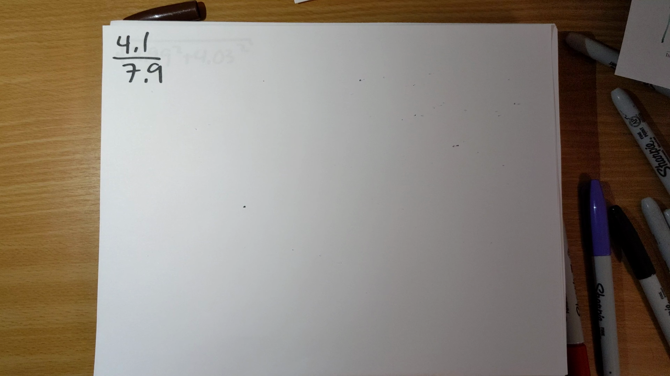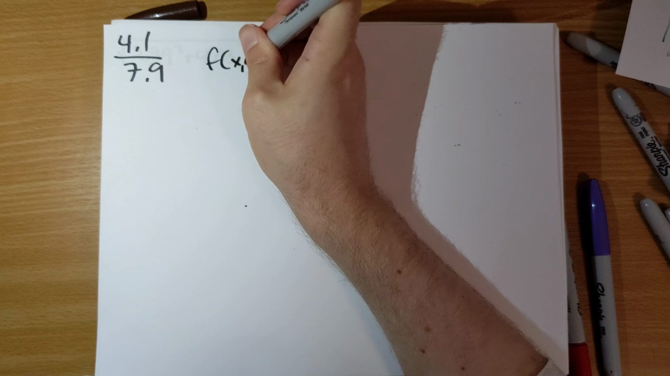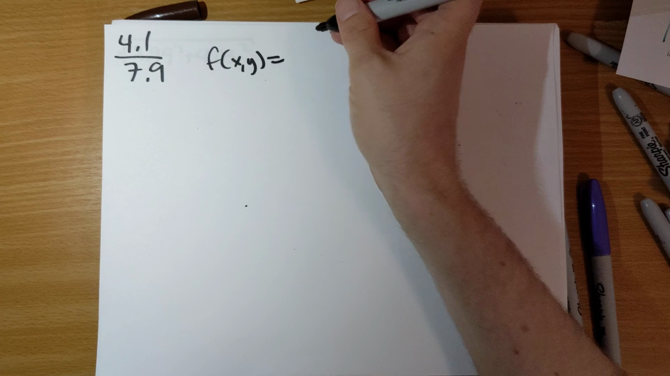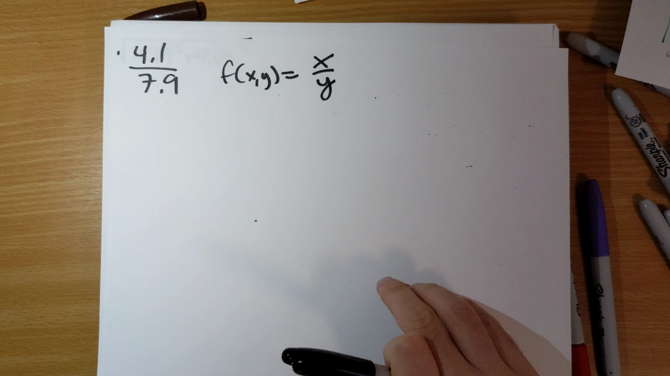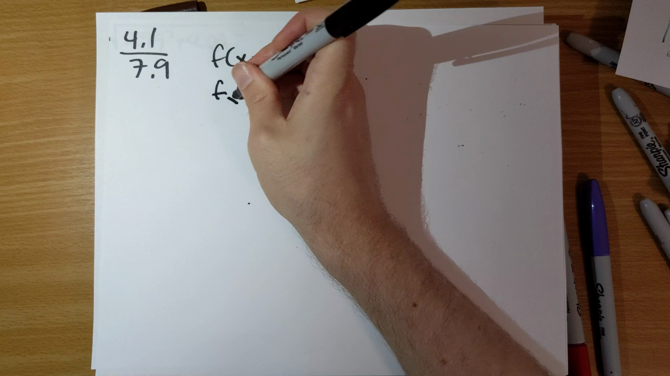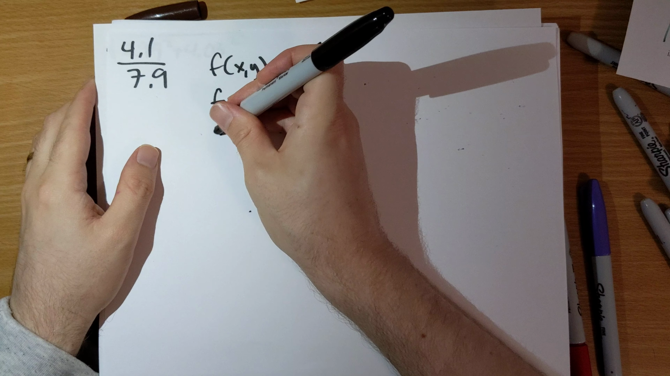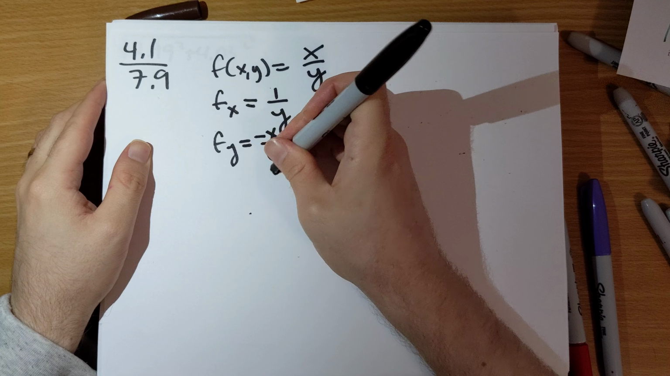Okay, the second part here should be very similar. Our f of x, y, so we have something over something here. So let's go for x over y. F sub x is going to be 1 over y. F sub y will be minus x over y squared.